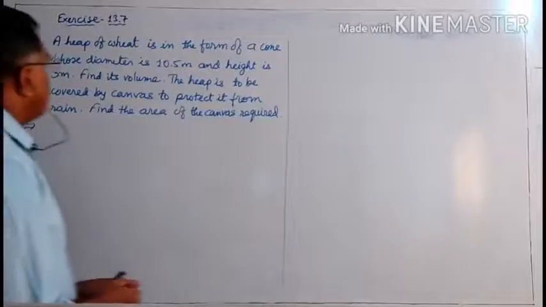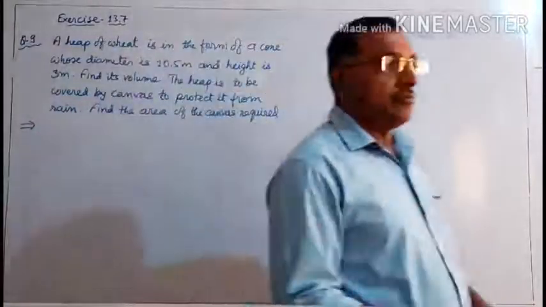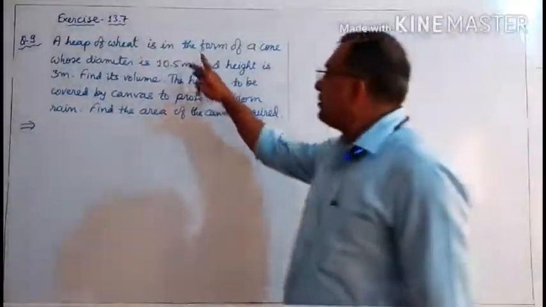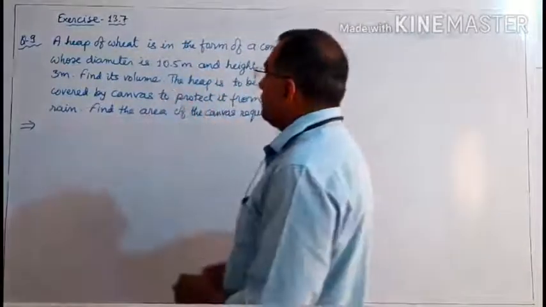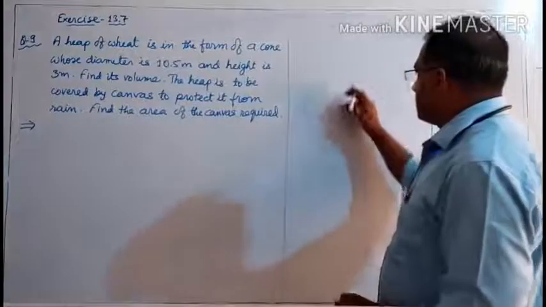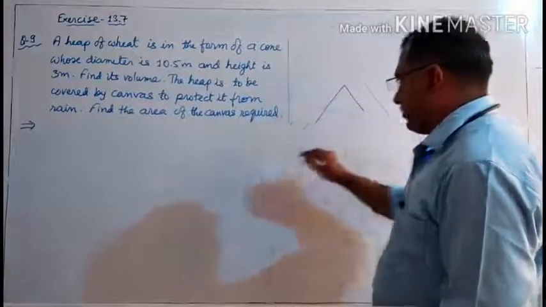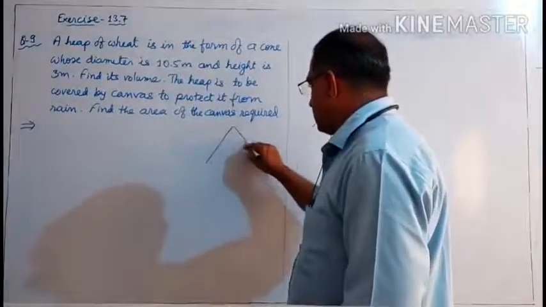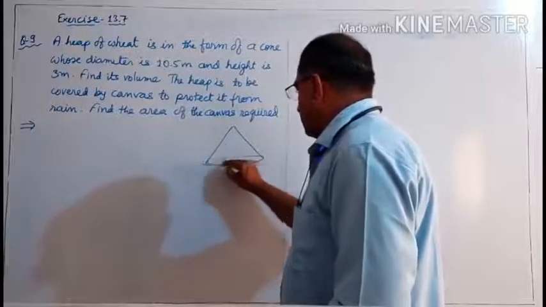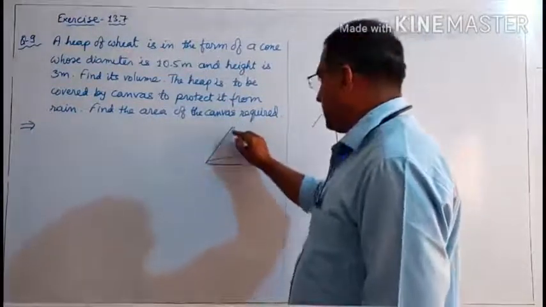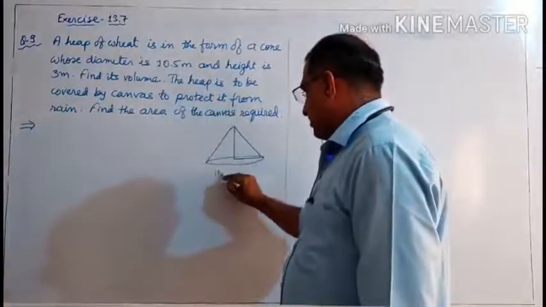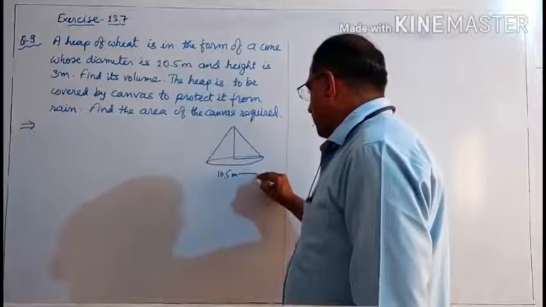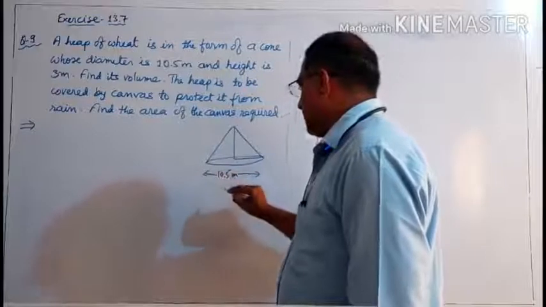Now in question number 9, there is a heap of wheat in the form of a cone. The wheat is in the shape of a cone. You can see the cone-shaped heap is there, and it has a diameter of 10.5 meters.